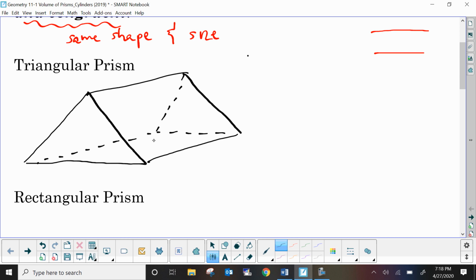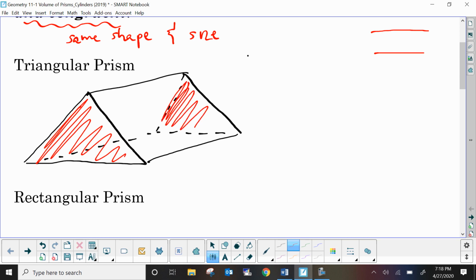Now, understand why it is a triangular prism. Based on the definition, remember the bases are parallel and congruent. Well, this triangle and this triangle are parallel and congruent. Those are the only sides in this three-dimensional figure that are parallel and congruent.